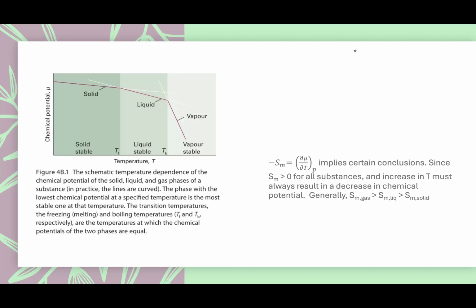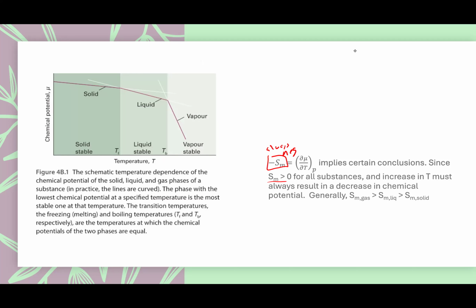Now, if we look at how these changes go, and at entropy and its temperature effects on mu, we know that entropy always has to be positive for all substances. Absolute entropy has to be positive. So that means this side is always negative.